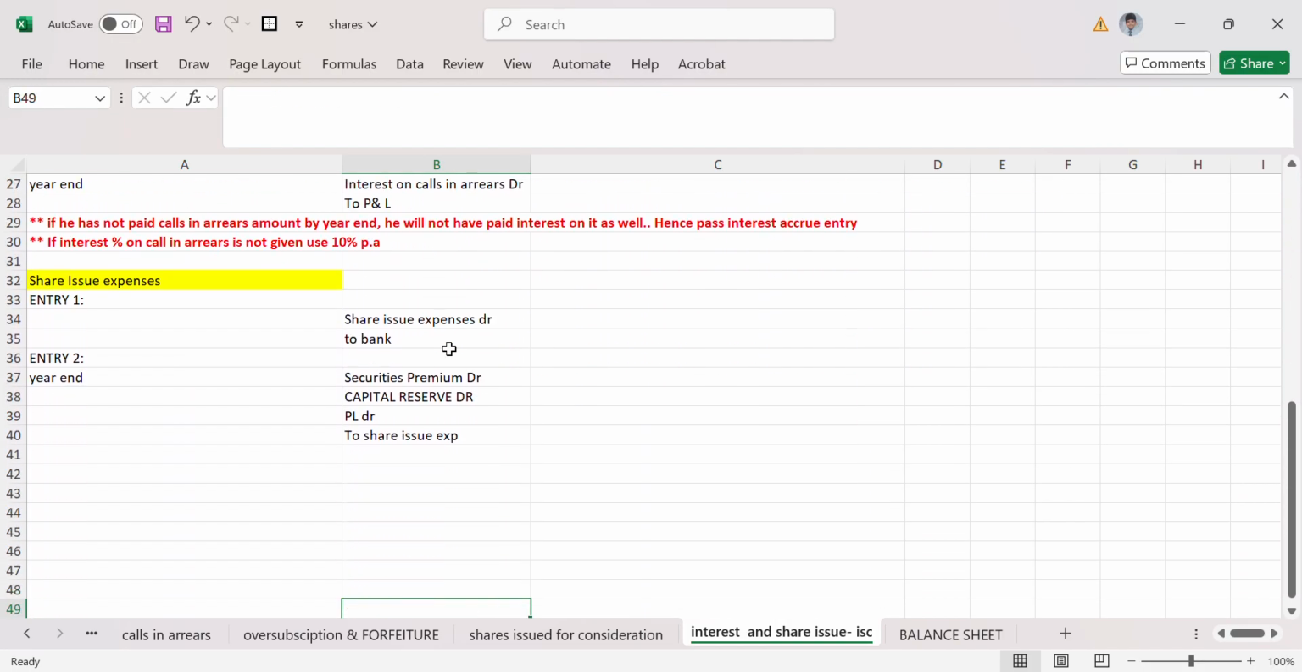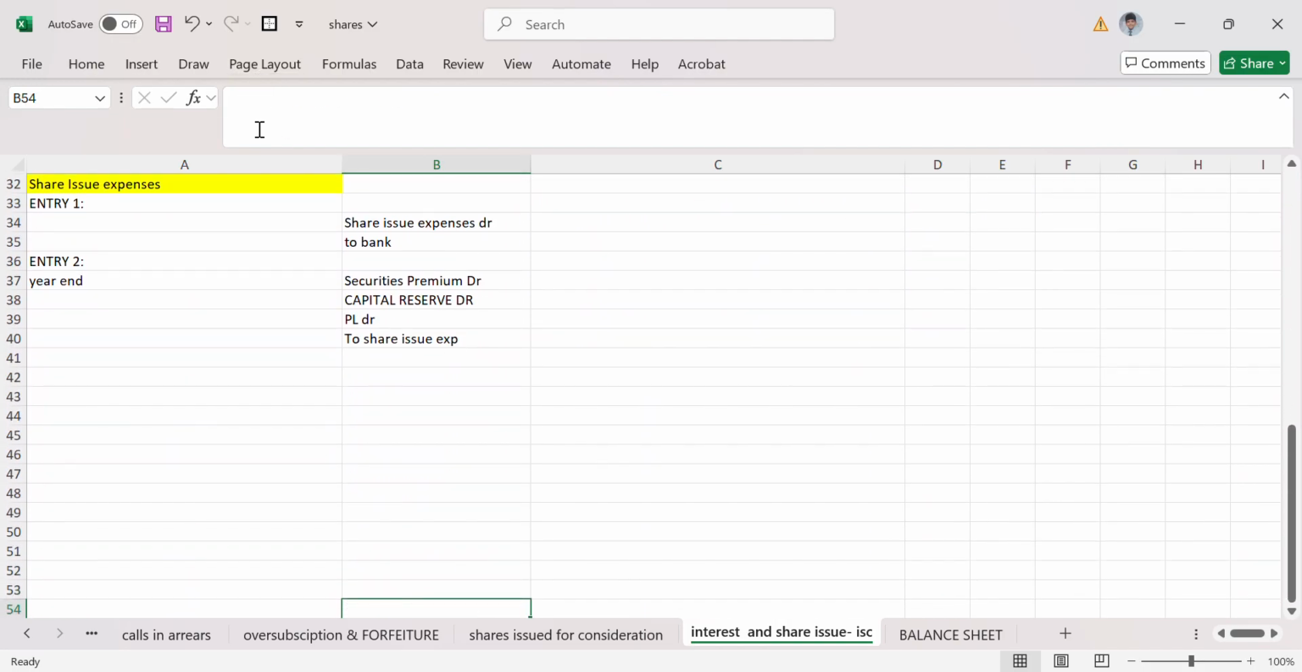Another part to remember is the share issue expenses. When you issue shares, you might incur some expenses, so debit share issue expenses and credit bank. The share issue expenses are always written off from SPR first, then capital reserve, then P&L. Kindly follow the same order.